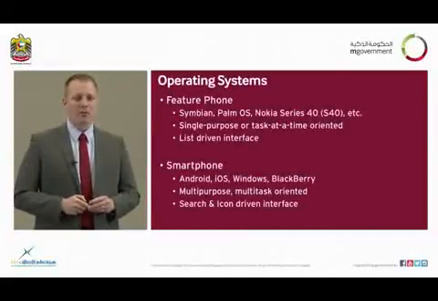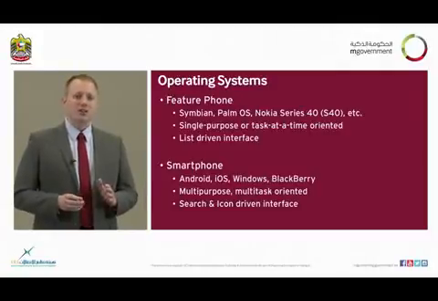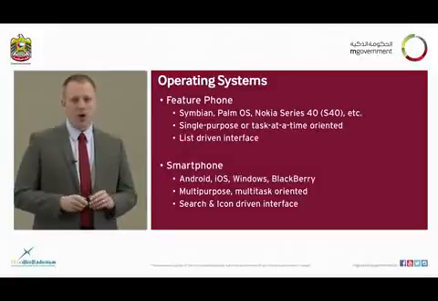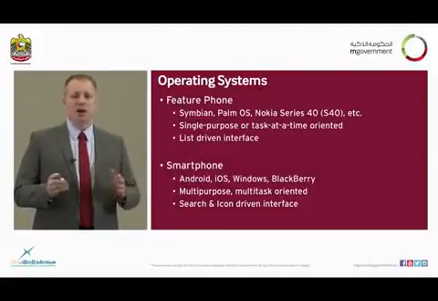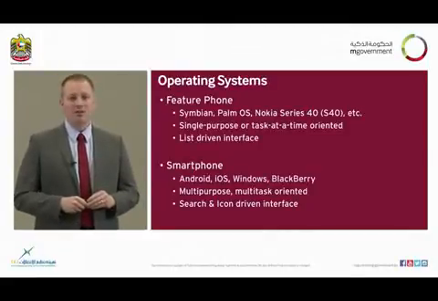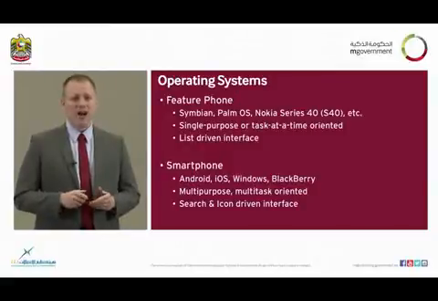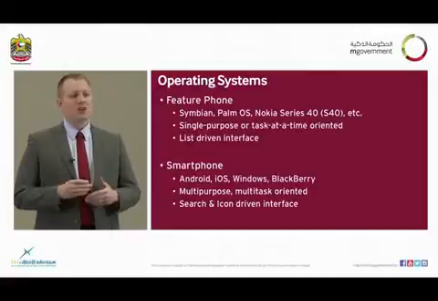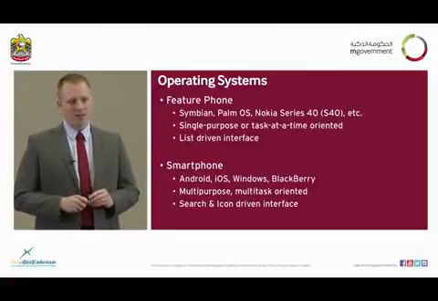Improvements in hardware have resulted in improvements to the operating systems that run on them. Now here you see a list of different smartphone and feature phone operating systems. And the smartphone operating systems, just about everybody would look at them and say, yes, that is indeed a smartphone operating system. Android, iOS, BlackBerry, we even have Windows Phone. These are all smartphone operating systems.